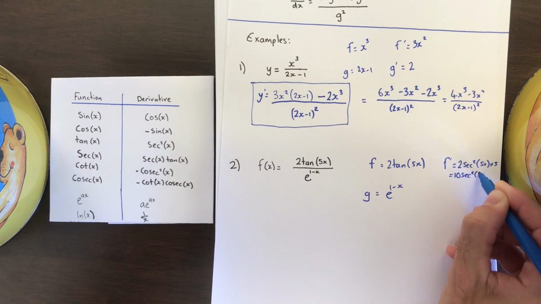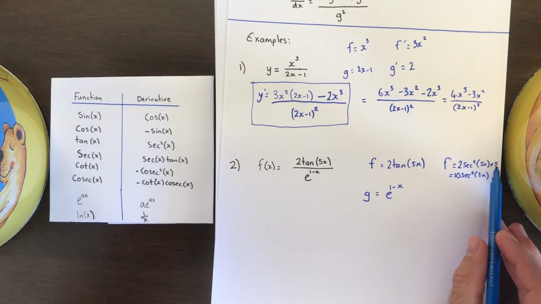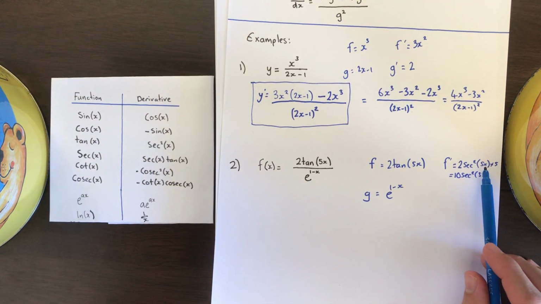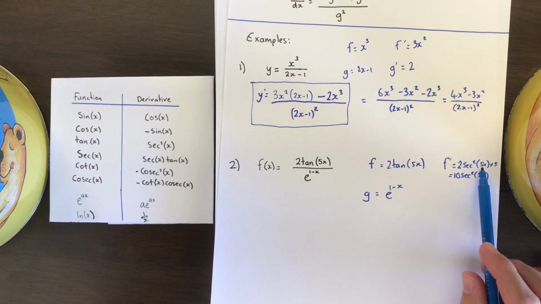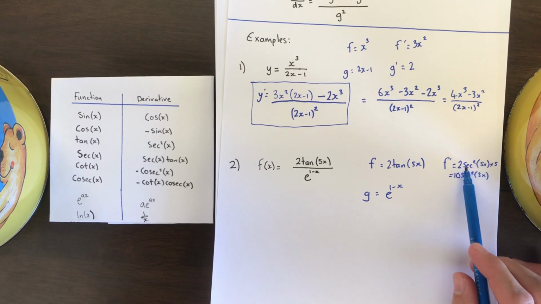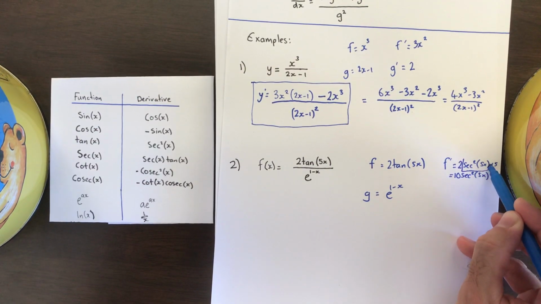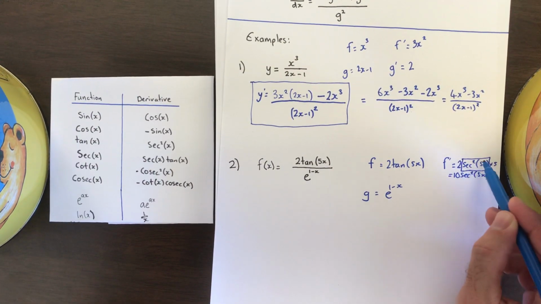The 5 multiplied at the end and the 2 multiplied at the front can multiply together. Important in this case, this 5x can't multiply to these 2's or the 5's, because this 5x is bound by the sec squared. So this is kind of like a package. You can't remove that 5x outside of this thing.